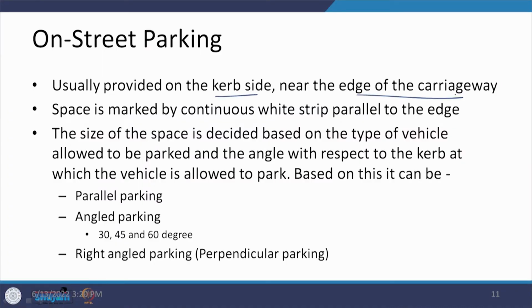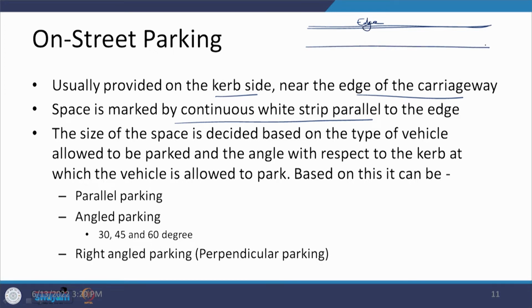So, this is being done on the curb side near the edge of the carriageway. But when we are talking about this sort of a system, then that should be marked. It should not be a case where it is an unmarked system. So, it should be marked by a continuous white strip which is parallel to the edge of the carriageway. So, this is the edge of the carriageway, and if we are saying that we are going to allow the parking here, so that means the vehicles are being allowed to park in this form in the area.